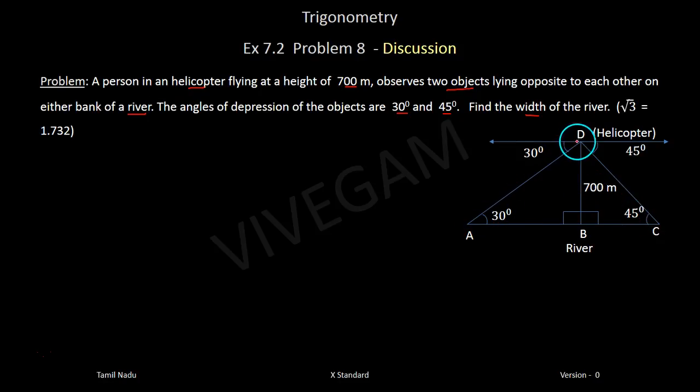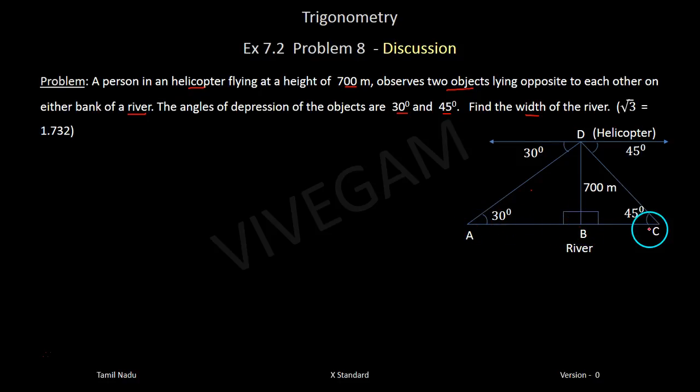Now we need to calculate AC. But there are two right triangles. A, B, D is one right triangle. Then B, C, D. So in the first right triangle, this is 700 meters and this is an angle, and we need to calculate AB. So what is the relationship between this unknown AB and BD, which is 700 meters, and 30 degrees? Tan 30, isn't it? Tan 30 is opposite by adjacent, which means from that relationship we can calculate AB.